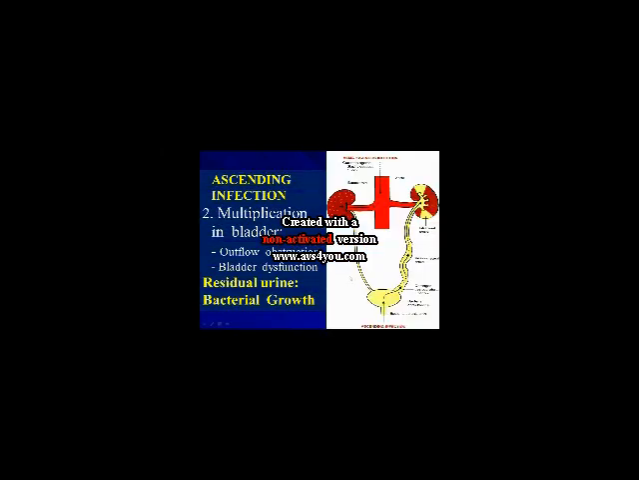The second step is infection of the bladder, which is called cystitis. This occurs when there is instrumentation or catheterization. The infection can reach from the urethra into the bladder. Normally, urine is sterile. This is because of the continuous flushing and voiding action of the urine. And secondly, because the wall of the bladder produces antibacterial substances.